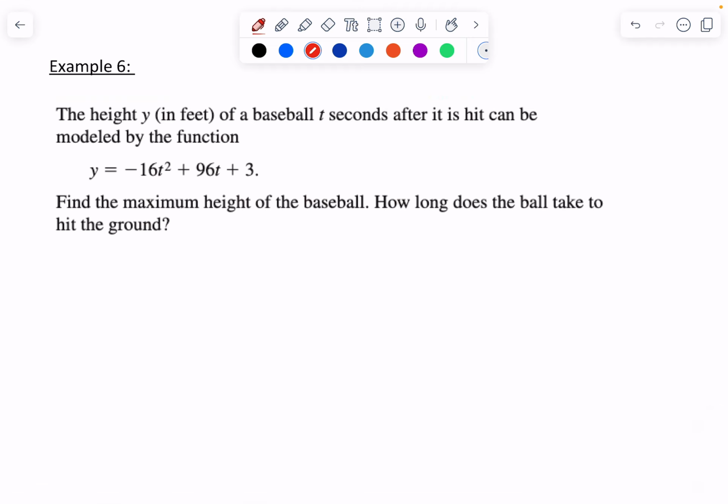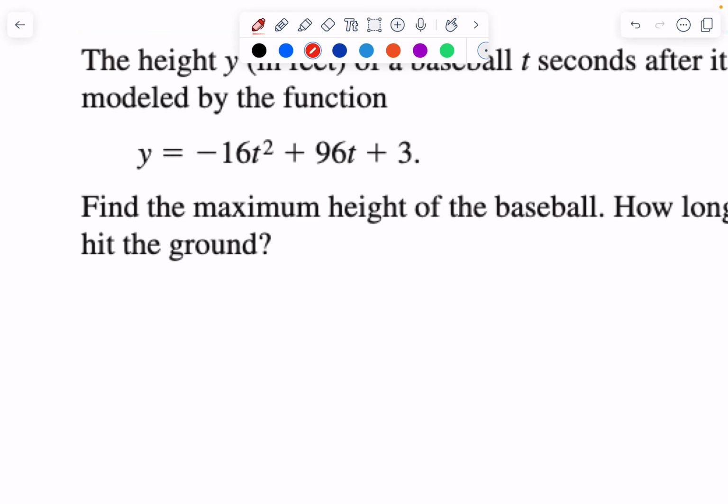The height y in feet of a baseball t seconds after it is hit can be modeled by the function y equals negative 16t squared plus 96t plus 3. Find the max height of the baseball. How long does the ball take to hit the ground? All right. Well, if it's asking us to find the max height of the baseball, let's remember what that means. What they're asking us to find is the vertex of the function.